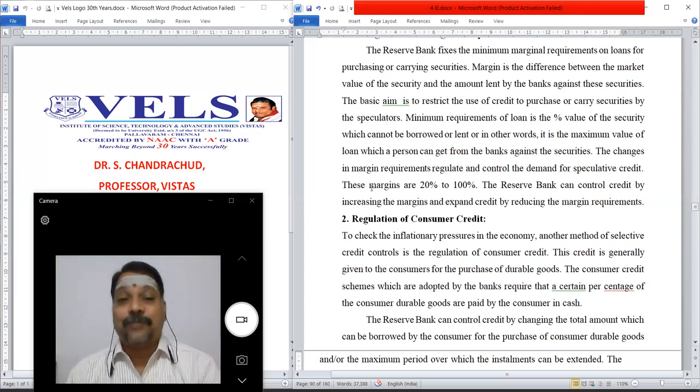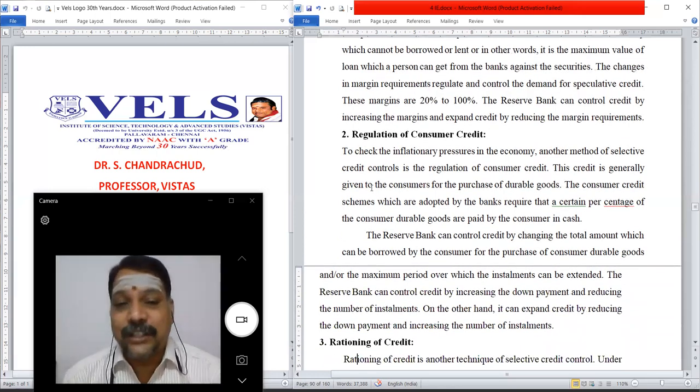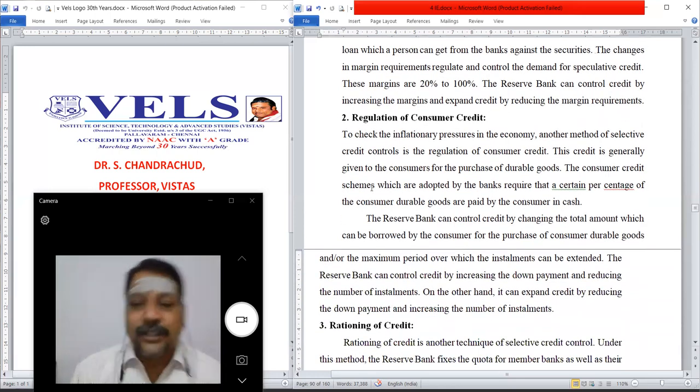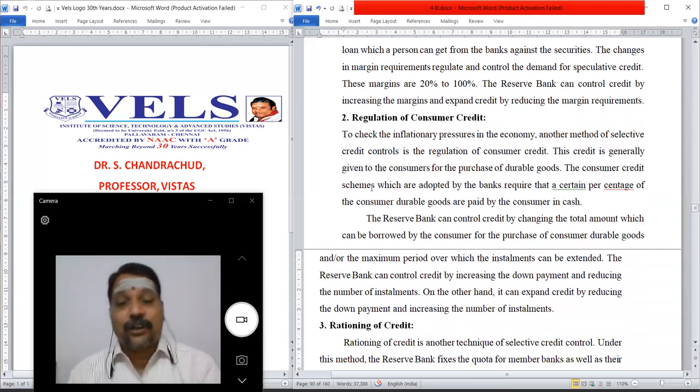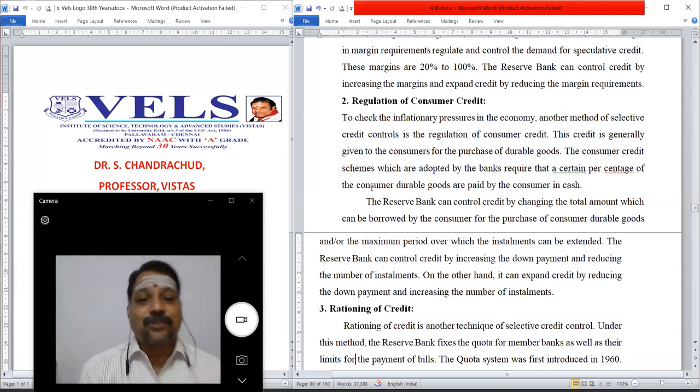So this is one of the best methods in selective credit control. The second one is about consumer credit, how to regulate that. To check the inflationary pressure in the economy, another method of selective credit control is the regulation of consumer credit. This credit is generally given to the consumer for purchase of durable goods.